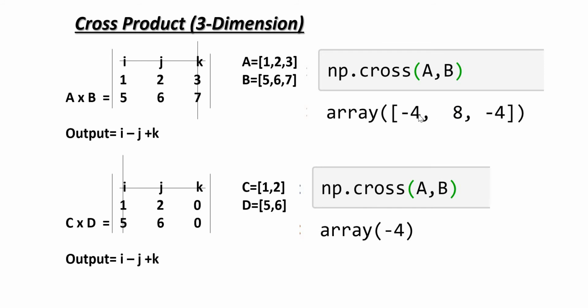Right, so if you want to find the value of I, you need to place the cross sign here. If you want to find the value of J, you need to hide these two values. Right, you need to hide this one.